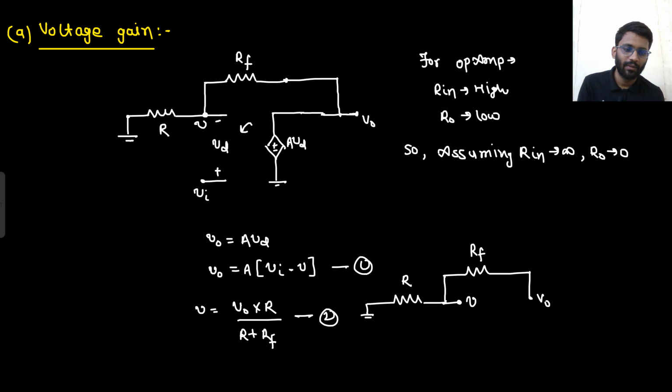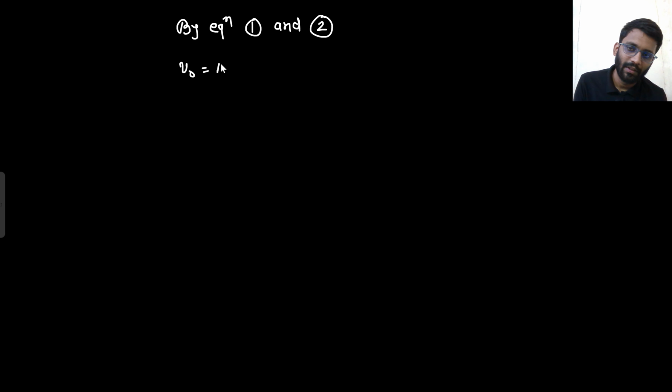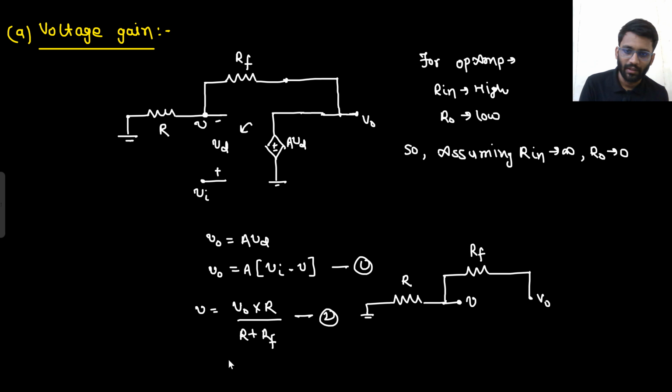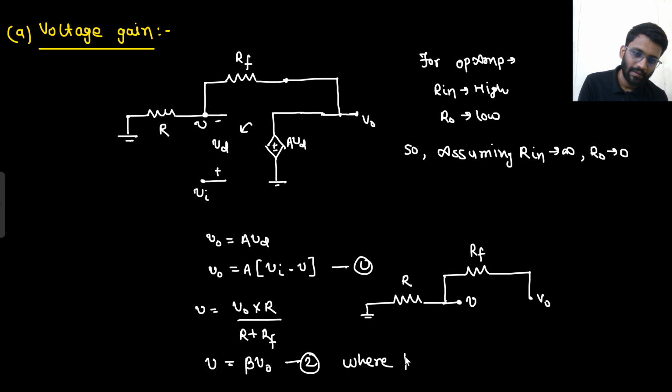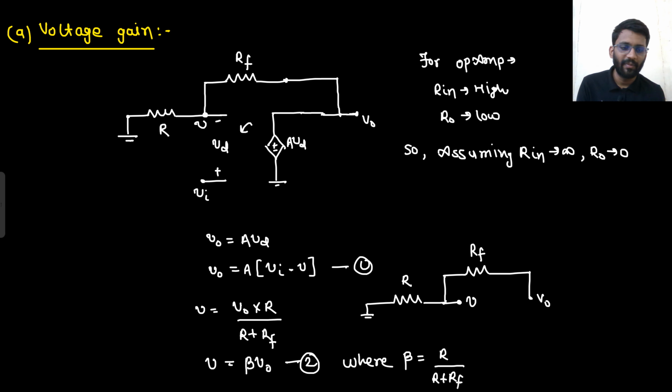Now by equation 1 and 2, what do you see? V naught is equal to A times V in minus V. Let's just call R upon R plus RF as beta. So I will call this equation 2, where beta is R upon R plus RF. This is your beta. So V will be replaced with beta V naught.